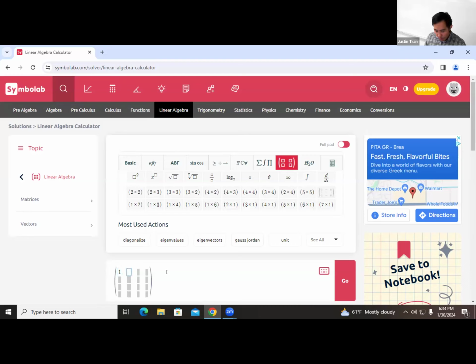Our first row is 1, 0, 0, 0. Second row is minus 500, 850, minus 100, minus 250. Next row is 0, minus 100, 100, 0. And our last row is 0, minus 250, 0, 250.